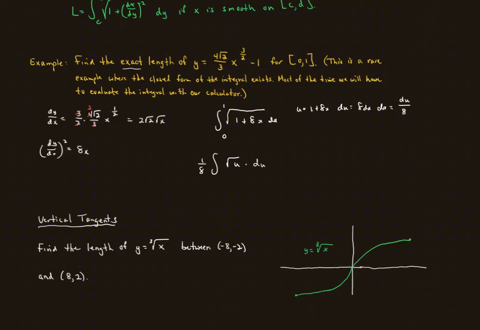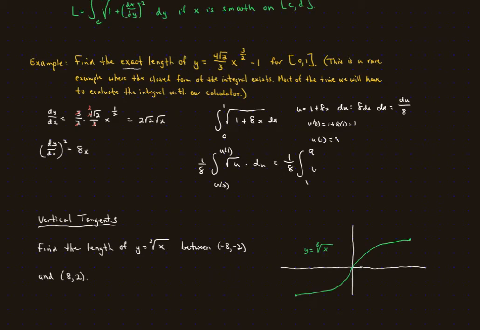Should we, just for interest's sake, change these to u limits? So we're going to go u of 0 and u of 1 just for practice. And so that'll be 1/8 of the integral. And if we plug in 0 into our u, then u of 0 is going to be 1 plus 8 times 0, which is 1. And u of 1 is going to be 1 plus 8, which is 9. So we get our limits going from 1 to 9.